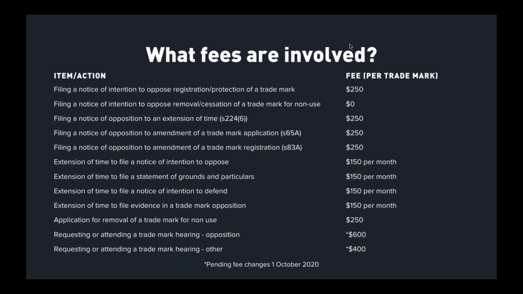Let's take a look at the fees. If you want to oppose or defend a trademark application, you may want to familiarise yourself with the IP Australia Oppositions and Hearings fees. As you can see from the table on the screen, if you intend to oppose a trademark registration, the current fees are $250 per trademark. These fees are for IP Australia only. The fees depend on the type of opposition, the stage of the opposition, and whether any additional costs were involved, such as applying for an extension of time.